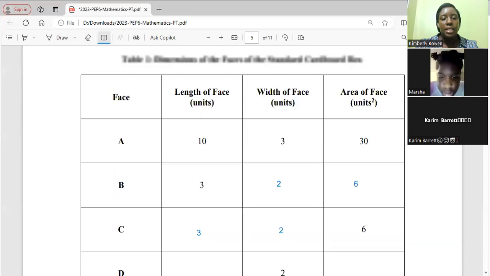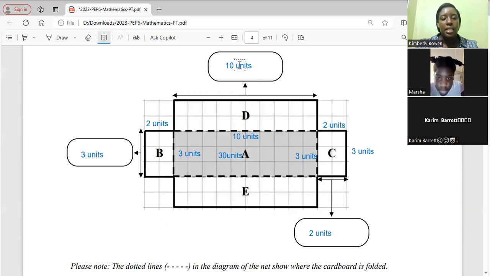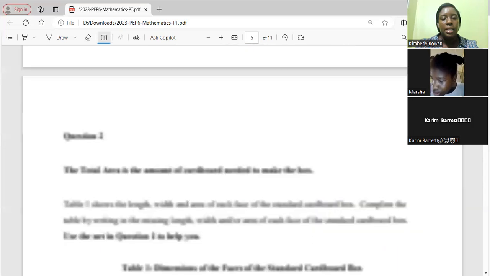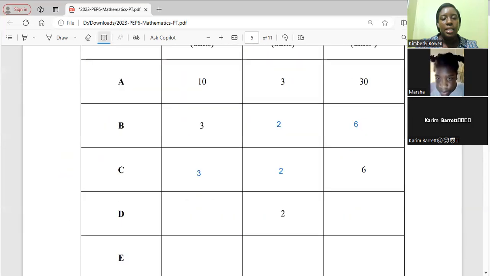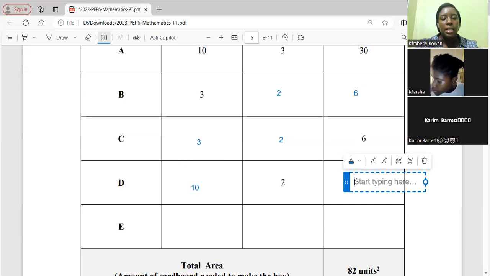And let's look at D. Yes, miss. If you look at D, the dimensions of D are, here is 10, and this side is also 2 units. Let me just copy 2 units and place it there. Here's also 2 units. So it's 10 times 2, which is 20 for the area of D. So we'll put 10 here, times 2 gives us 20.